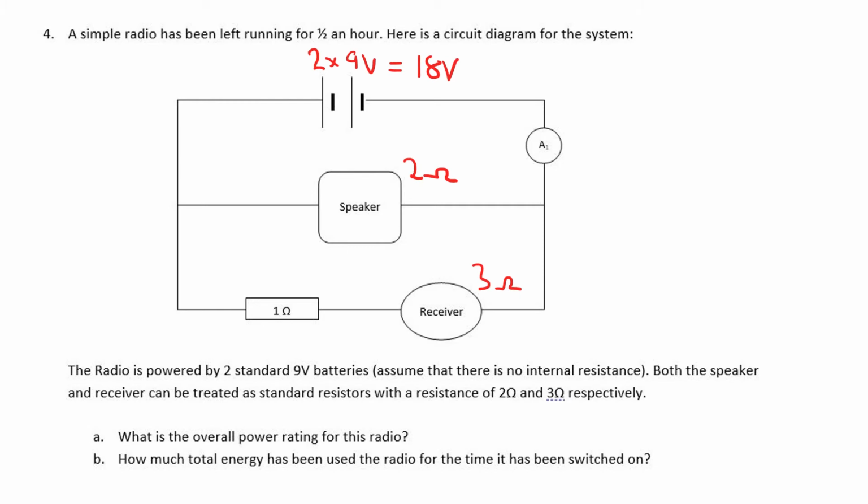First thing here will be to pull out the values and put them onto the circuit diagram. It just makes things clearer. So we've got two standard 9-volt batteries, so it's going to give us a total potential difference of 18 volts. That's our terminal potential difference. We can label the resistors of the speaker and the receiver.